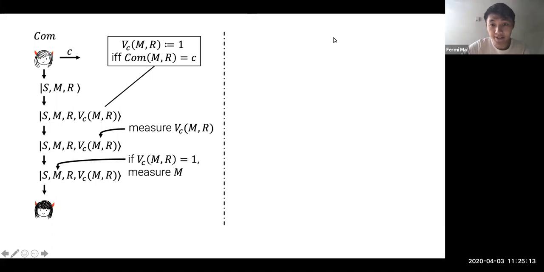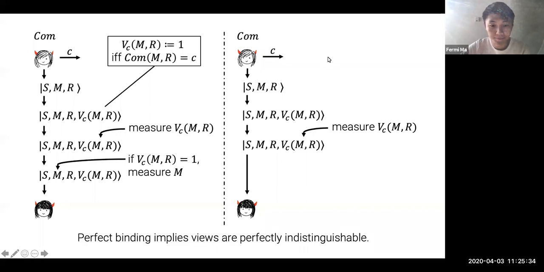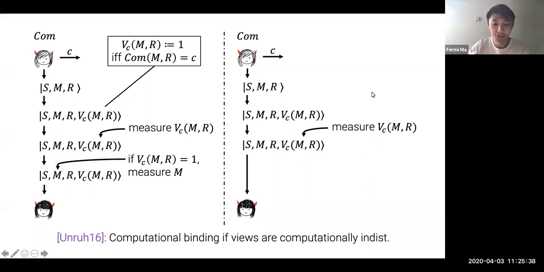So on the right-hand side here, I'm going to have the same thing, except I'm going to skip that conditional measurement, where if the verification passes, then I actually measure that M. I'm going to skip it on the right-hand side. But for a perfectly binding commitment, these two things are exactly the same. And our definition of computational binding is just that these two sides should be computationally indistinguishable.